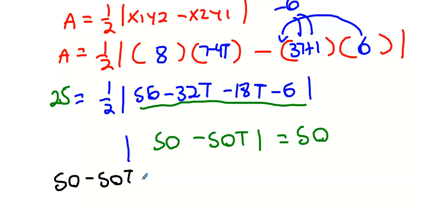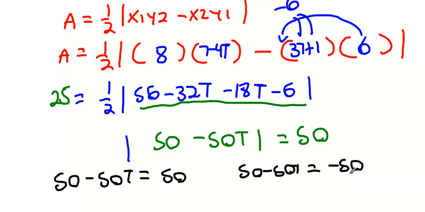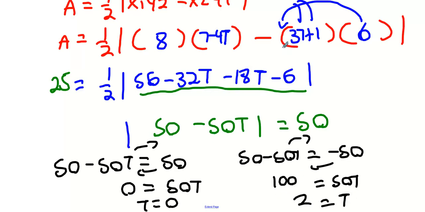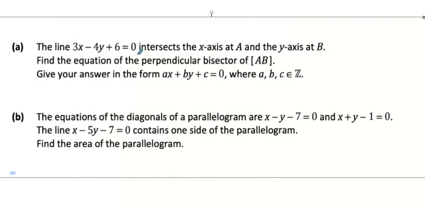50 minus 50t equals 50, and 50 minus 50t equals -50, and that'll get you the answer a little bit quicker. So I think it's going to be 50t when I move this over. 50t equals 0. So therefore t equals 0. And then the other one, 50t equals 100. And t will equal 2. And there's our two answers. All right.